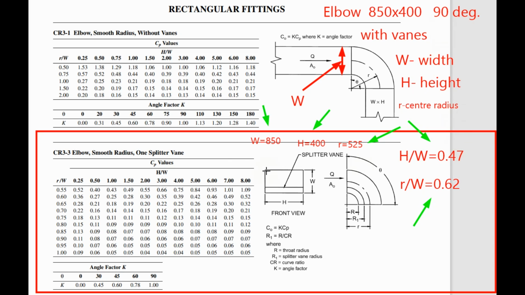H by w is 0.47, so we'll see the nearest value. We found this 0.5, so we will select this column. Then r by w is 0.62; this is between 0.60 and 0.65, so it is the nearest. Then we will select this row. So we have selected the coefficient for this value, equal to 0.27.